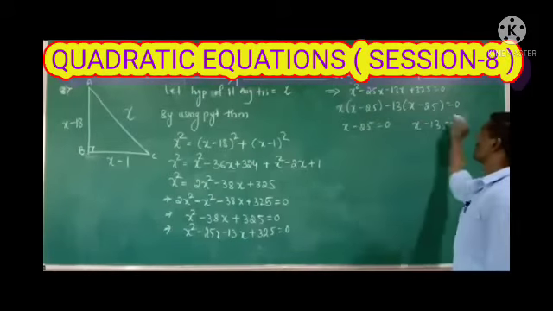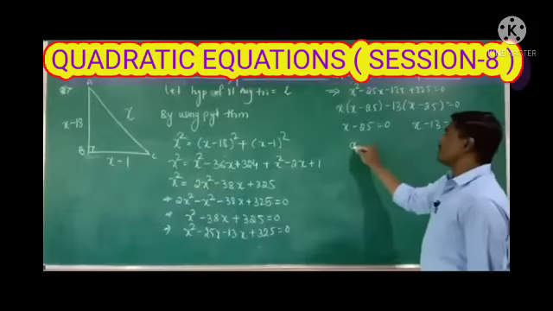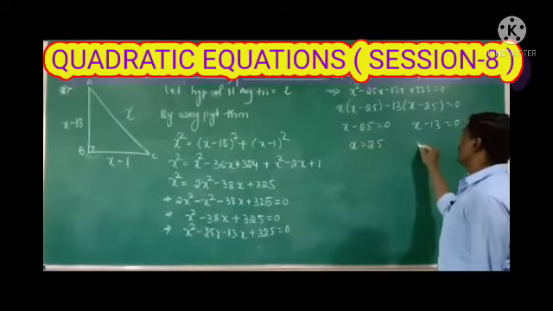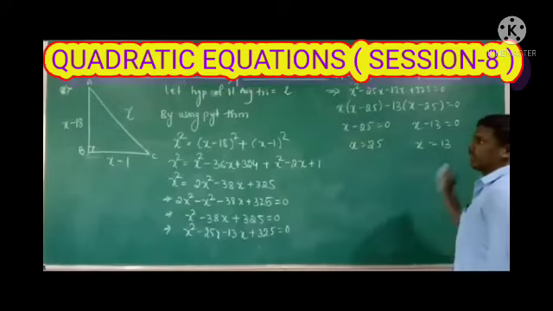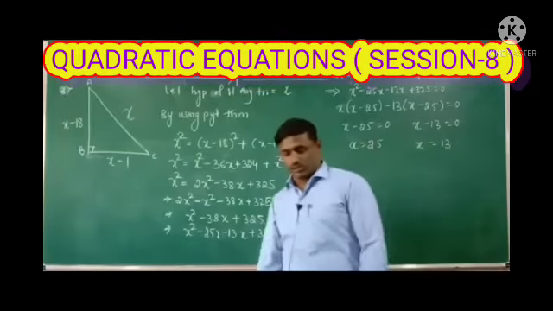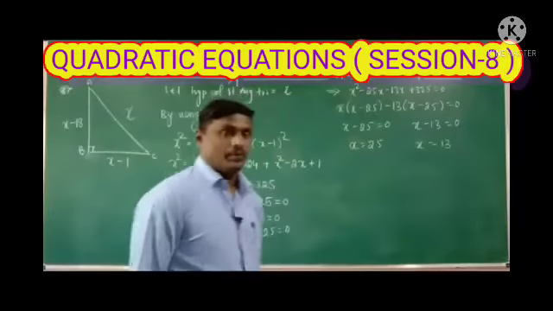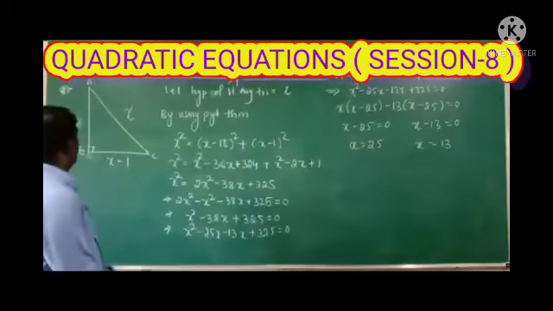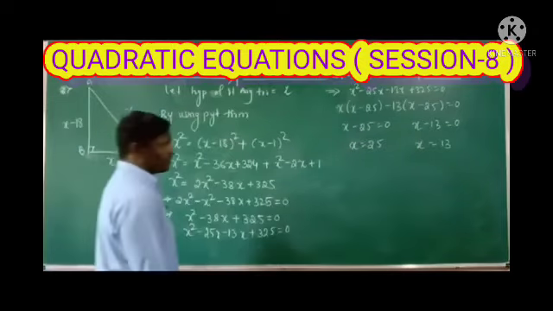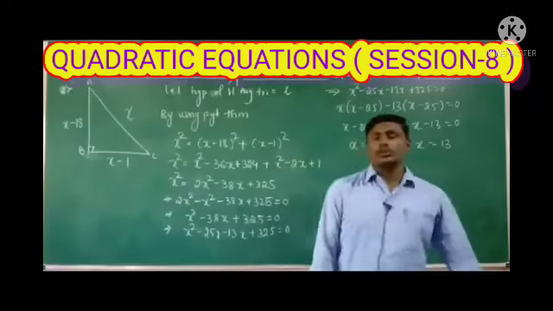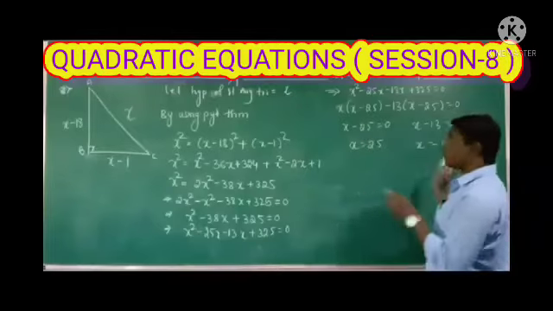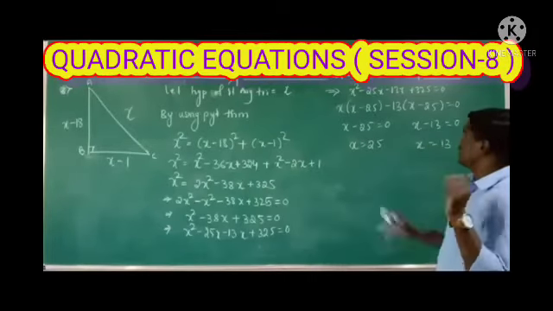x minus 13 is equal to 0. Now x is equal to 25 and x is equal to 13. Okay, now see the first one. Here we have two roots of the quadratic equation and both are positive roots. Just check it.